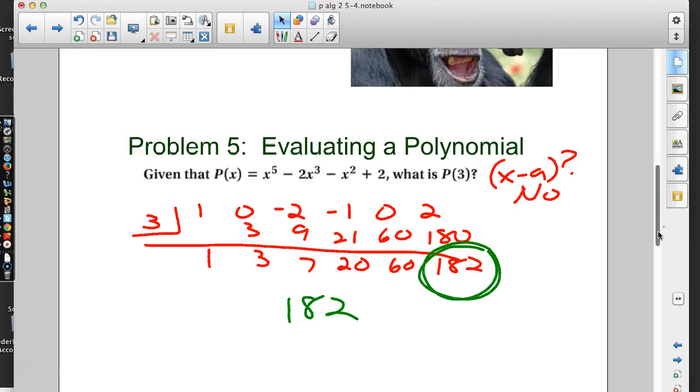Let's put a 3 into that little monkey and see what happens. 3 to the 5th minus 2 times 3 to the 3rd minus 3 squared plus 2. 182. But we didn't need a calculator to do that. We can just do this synthetically. Very cool. All right. Ta-da!